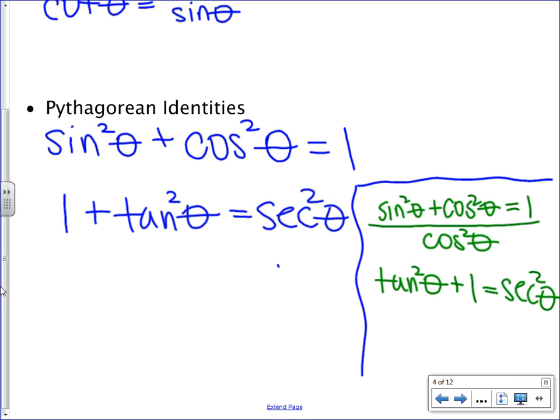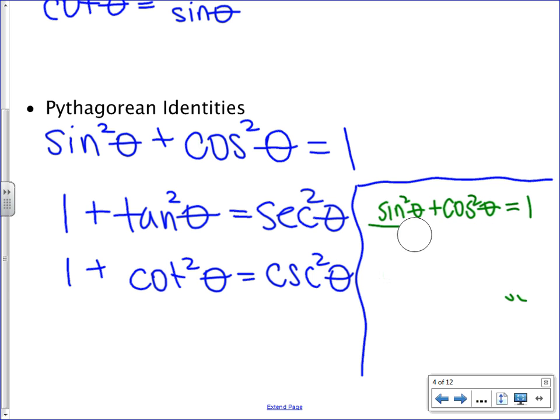Our third Pythagorean identity: 1 plus cotangent squared is cosecant squared. Okay? So we can do the same kind of thing. I've already shown you that sine squared plus cosine squared is 1. So what I'm going to do here is divide both sides by sine squared.